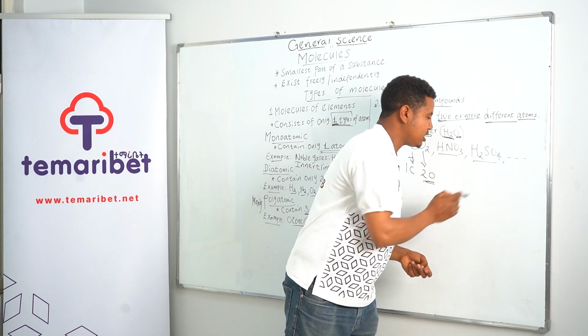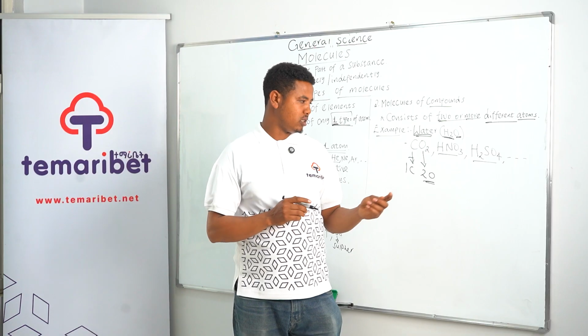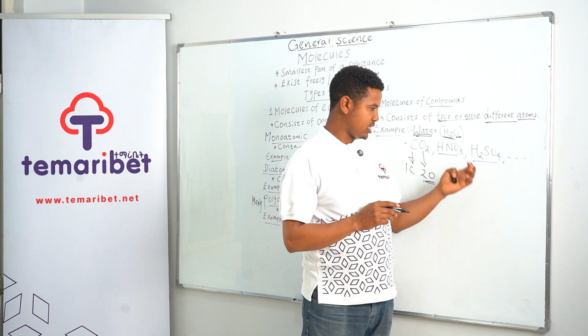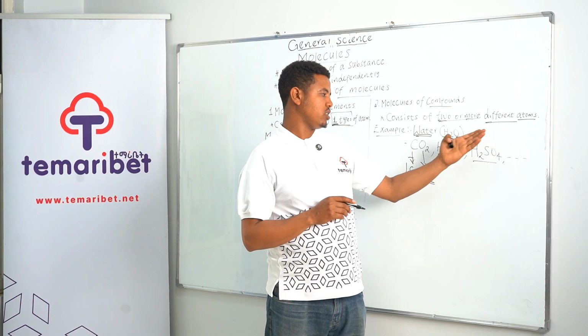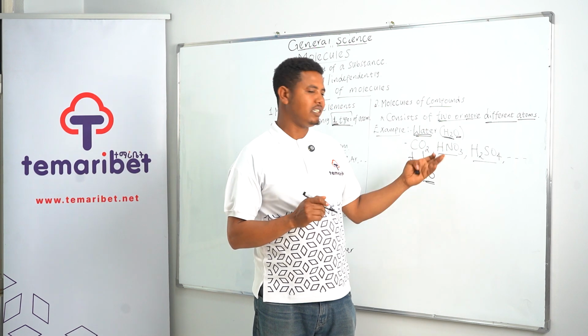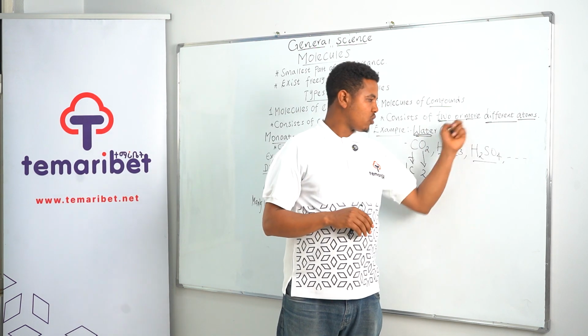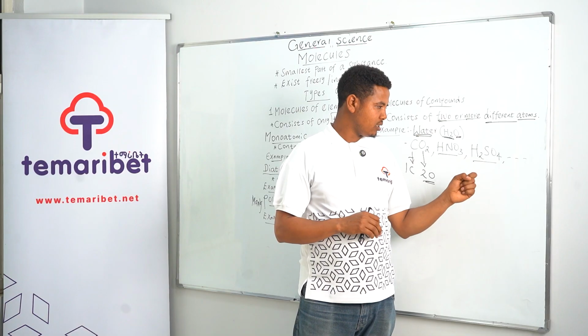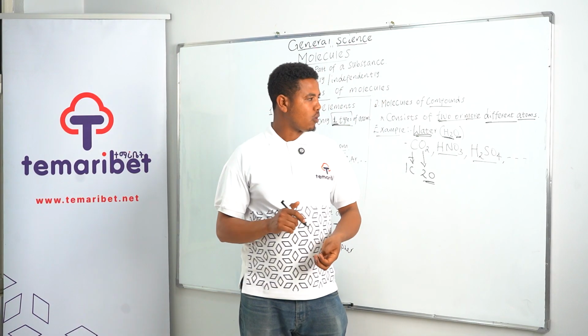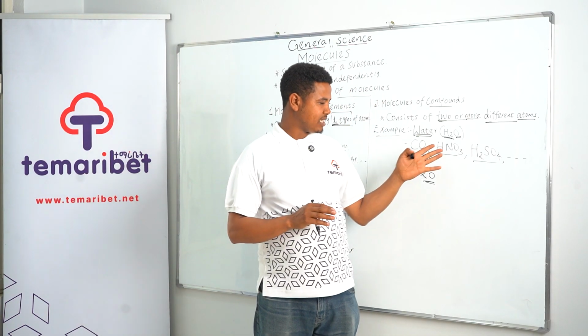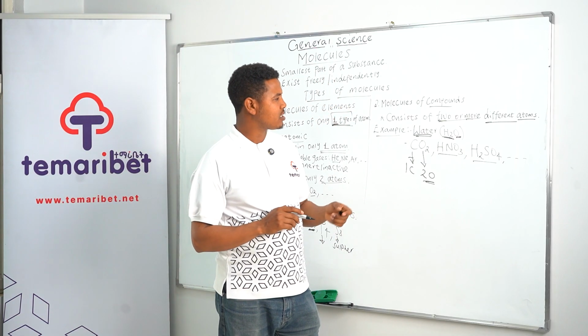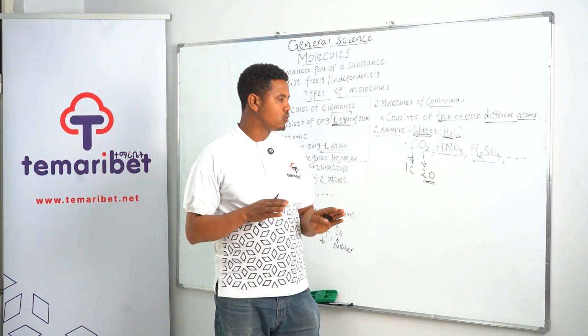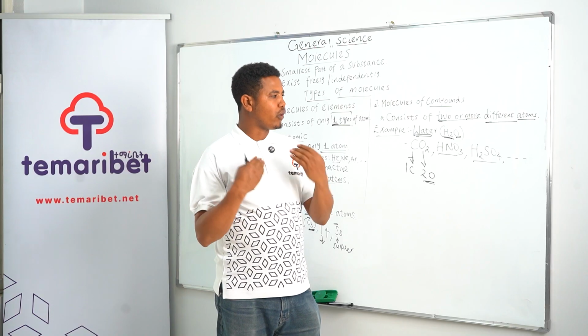And the last one here, H₂SO₄. This is also made out of 3 different atoms, hydrogen, sulfur and oxygen, with different numbers of atoms. It contains 2 hydrogen atoms, 1 sulfur atom and 4 oxygen atoms. So as you observe here, all these molecules of compounds are made out of 2 or more different atoms.